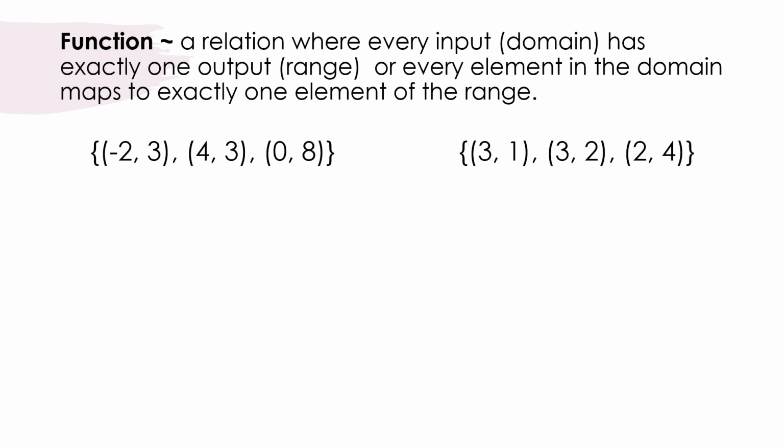Now that we've explored relations, let's talk about a function. The big bad algebra definition is a relation where every input has exactly one output, or every element in the domain maps to exactly one element of the range. If we recall, the domain is our x's and our range is the y's. So in order to determine if this is a function, we just need to look at our x values. As long as none of our x values repeat, then this is a function. If I look at my x values, -2, 4, and 0, they don't repeat. This is a function.